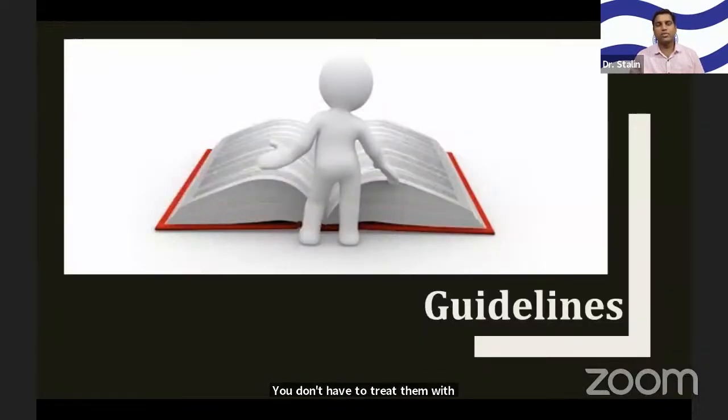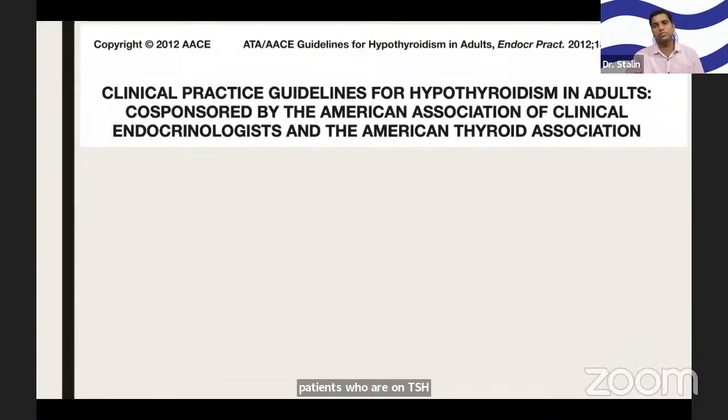Now, I thought of looking into some of the guidelines that have been recently available to guide us on how to go about patients who are on thyroid replacement. The most extensively published guideline was way back in 2012 by the American Thyroid Association as well as the American Association of Clinical Endocrinologists.